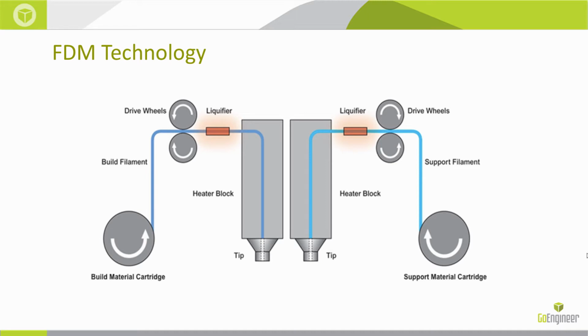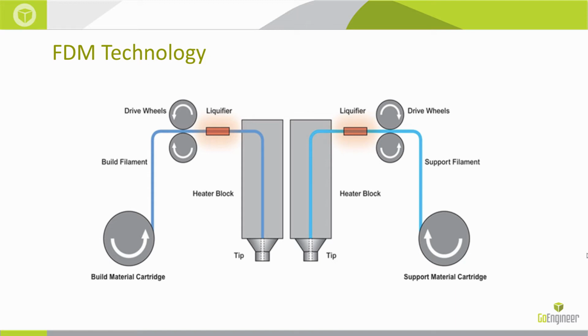FDM, the Fused Deposition Modeling, uses melted extruded thermoplastic. So here's a diagram of a basic machine. You have a build material cartridge. That cartridge is really similar to, say, a weed whacker spool. It's a spool of extruded thermoplastic, ABS, polycarbonate, ULTEM, whatever it is. That's fed up through the machine until it hits a heater block. And inside the heater block, the plastic is melted and then it's extruded through the tip.